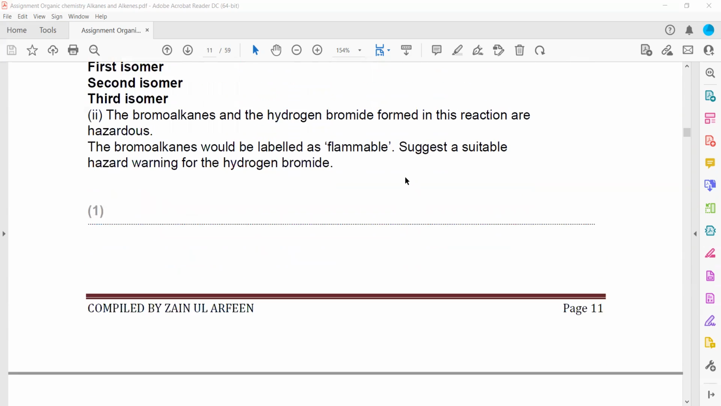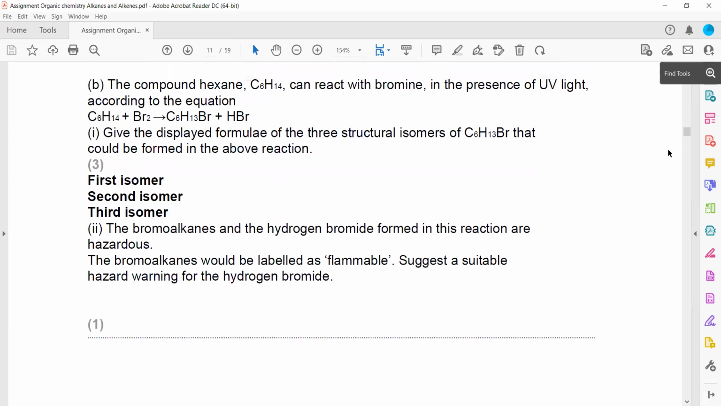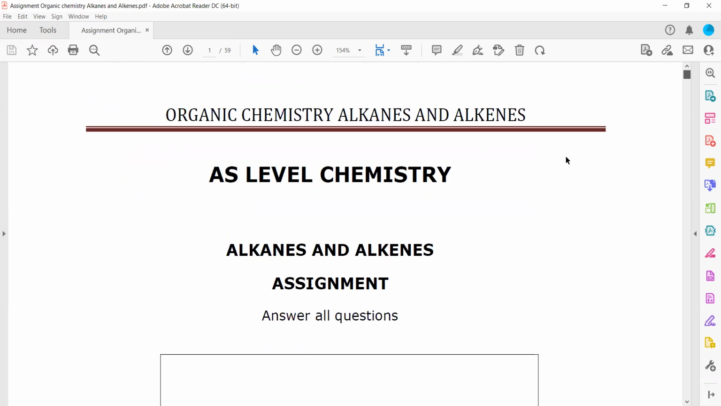Then the bromoalkane and hydrogen bromide formed in this reaction are hazardous. Bromoalkane could be labeled as flammable. Suggest a suitable hazard warning for hydrogen bromide. Hydrogen bromide, like HCl, HBr, HF, these are acidic, so acids are corrosive. So we can mention it is corrosive. So these are the questions from the assignment on alkanes and alkenes.